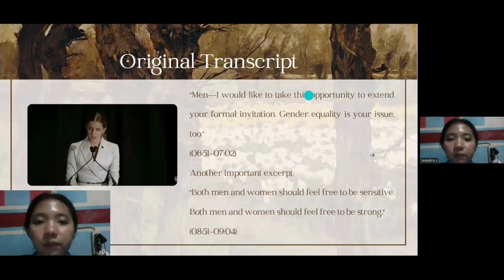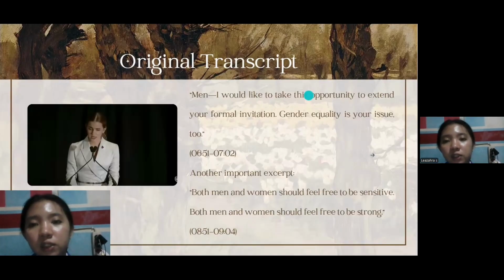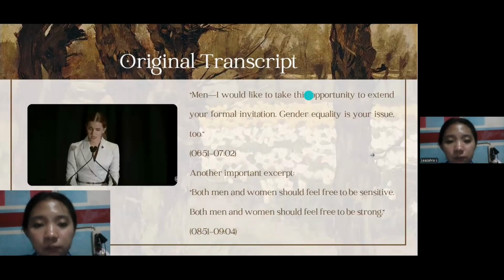Original transcript: "Men, I would like to take this opportunity to extend your formal invitation. Gender equality is your issue too." And another important excerpt is: "Both men and women should feel free to be sensitive. Both men and women should feel free to be strong."